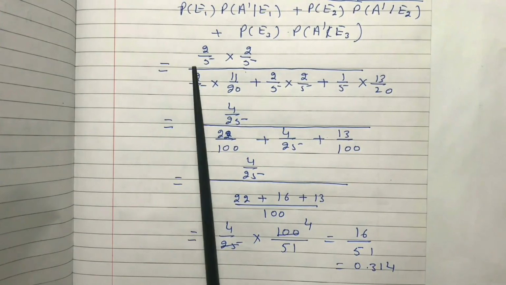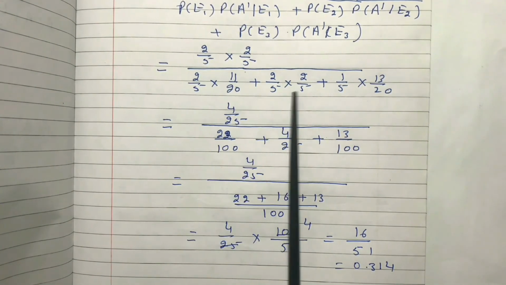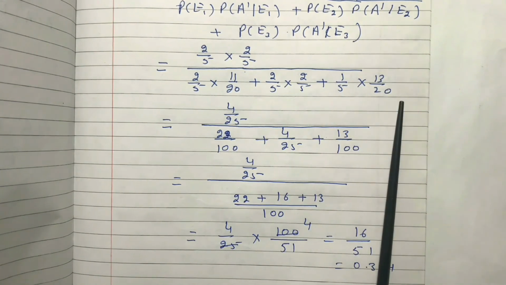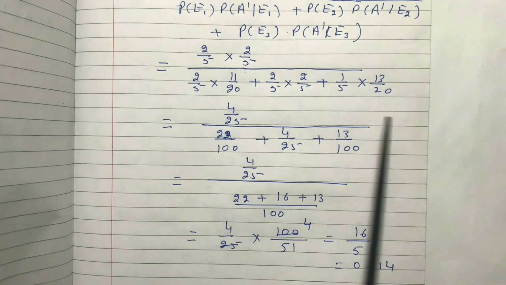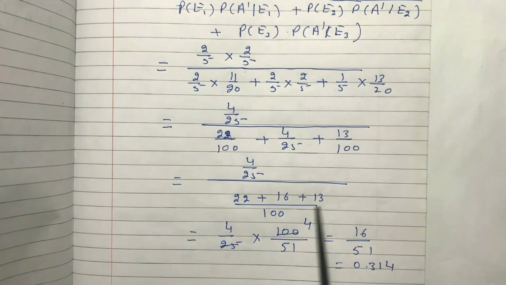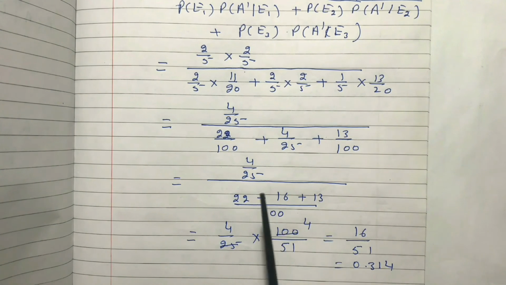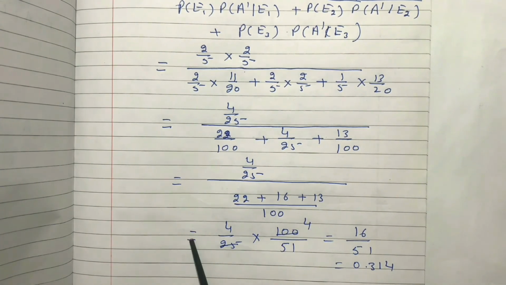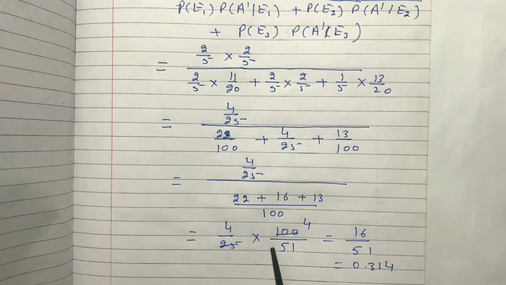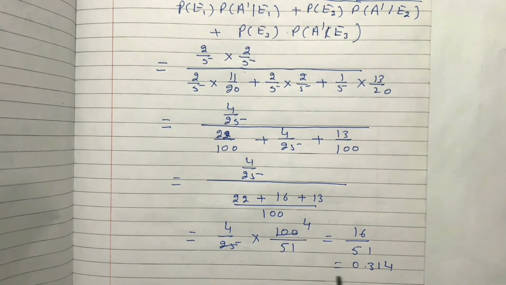When you substitute the values, you will have 2 by 5 into 2 by 5 upon 2 by 5 into 11 by 20 plus 2 by 5 into 2 by 5 plus 1 by 5 into 13 by 20. You will have 4 by 25 upon 22 by 100 plus 4 by 25 plus 13 by 100. Take the LCM of the denominator. You will have 100 here, 22 plus 16 plus 13. And after calculation, you will have 4 by 25 into 100 by 51. That is equal to 16 by 51. That is equal to 0.314. So required probability is equal to 0.314. That is the answer.